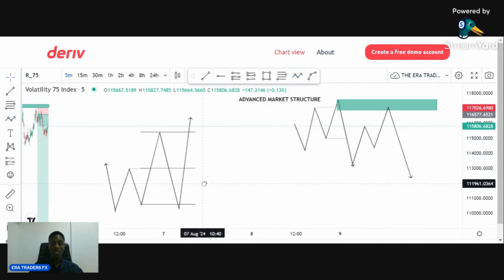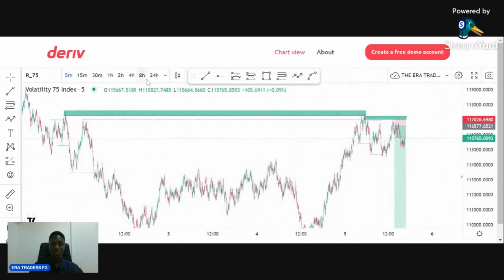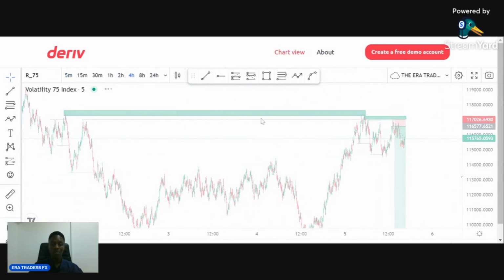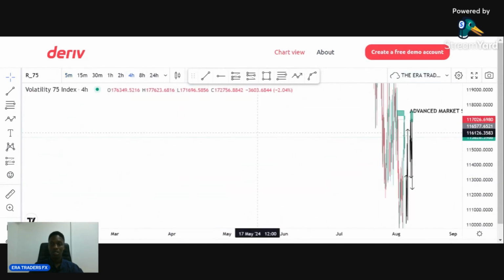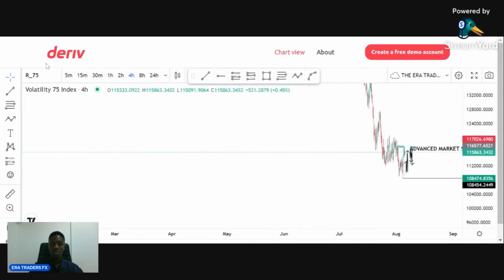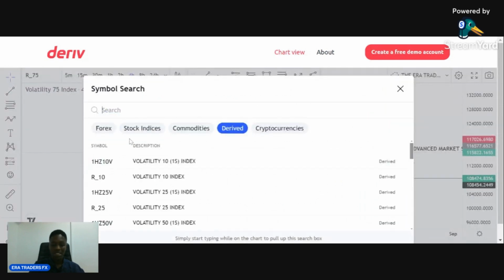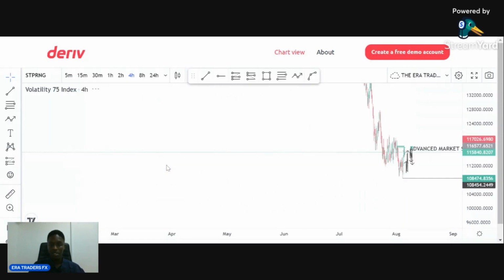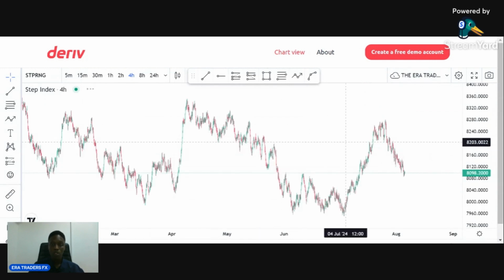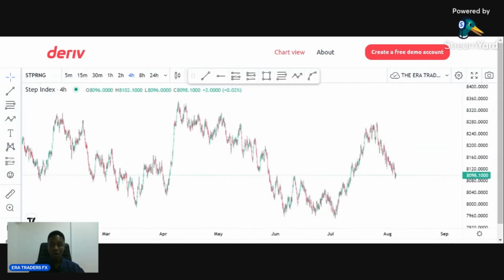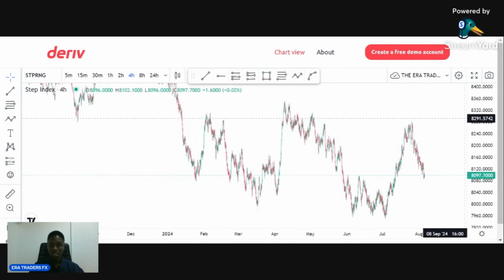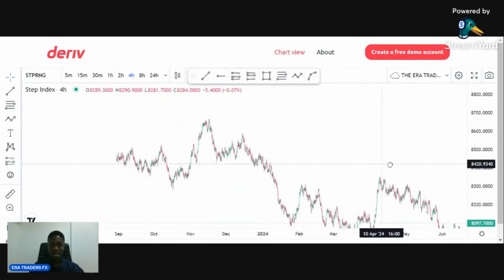Let's go into the chart to see what I'm saying, basically. So let's go to the higher time frame. Let me use another pair, let's say, for example, step index. So basically, this is the 4-hour chart, right? This is the 4-hour chart. So what we said, let me go back to.